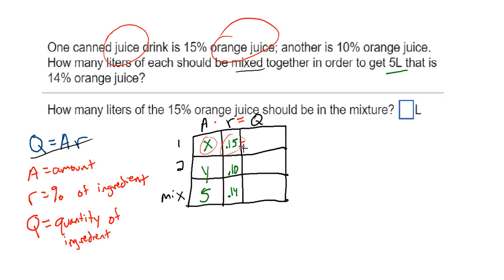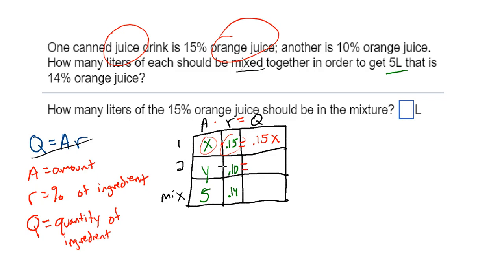We're going to multiply those together according to the formula. The formula tells me that's what Q is equal to, so we write the result in the box for Q. It'll be x times 0.15, which we'll write as 0.15x. Typically when you have a variable times a number, you put the number in front of the variable.